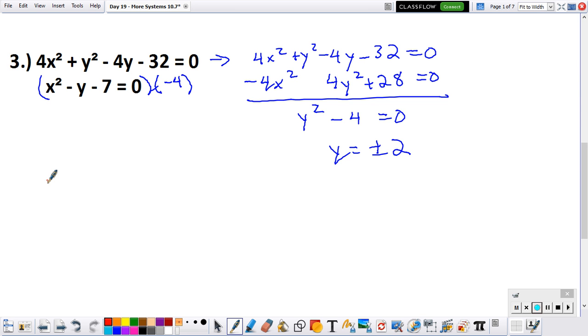So first, let's do y equals 2. So we're going to have x squared minus 2 minus 7 equals 0. Well, that gives us negative 9, so x squared equals positive 9, and we get x equals plus or minus 3.